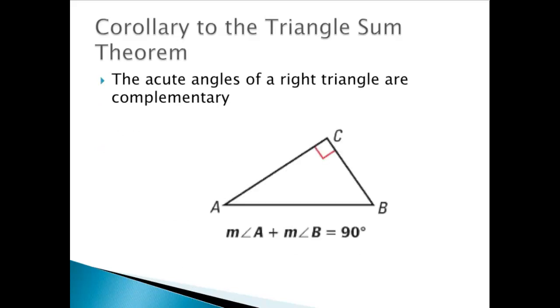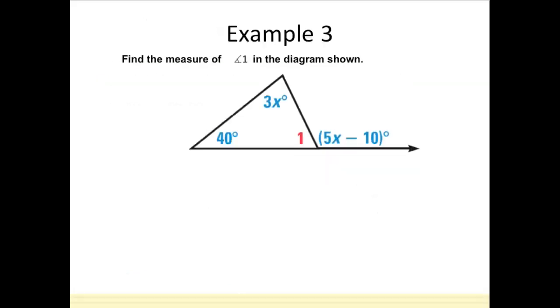Now since the triangle sum theorem tells us that the measures of the interior angles sum up to 180 degrees, then you know for a right triangle, since one of those angles is 90 degrees, that must mean the other two angles must add up to 90 degrees. So we call this a corollary because this is a result of applying the triangle sum theorem to a more specific case. Let's take a look at example 3.